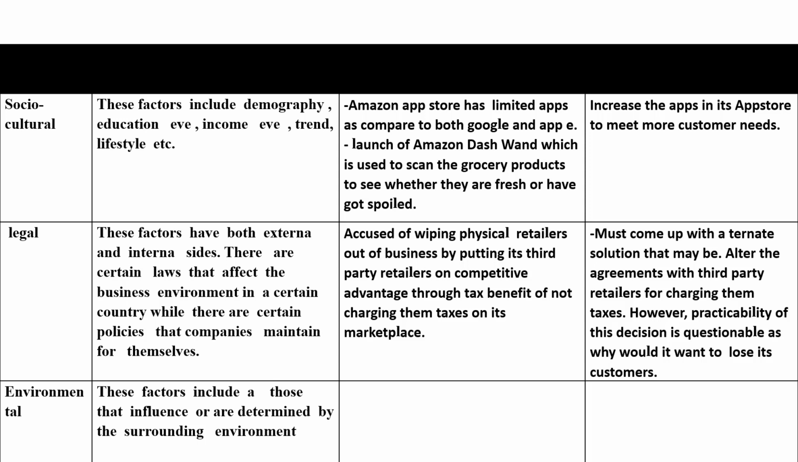Amazon is accused of wiping physical retailers out of business by giving its third-party retailers a competitive advantage through tax benefits, by not charging them taxes on its marketplace. It must come up with an alternate solution, perhaps altering the agreements with third-party retailers to charge them taxes. However, the practicability of the decision is questionable, as why would it want to lose its customers?